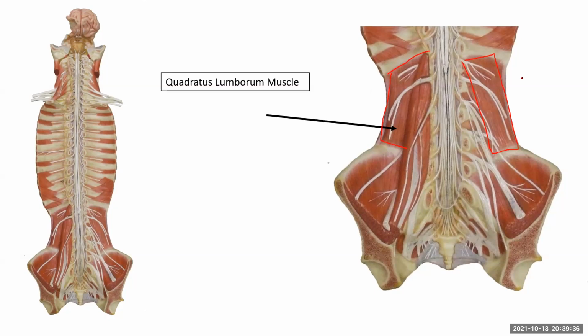But the nice thing about the quadratus lumborum muscle is that the name of it tells you two things. One, the shape of the muscle. It's in the shape of a quadrilateral structure, which is a four-sided structure. And it tells you where it's located, lumborum, in the lumbar region. So it's the quadratus lumborum muscle.